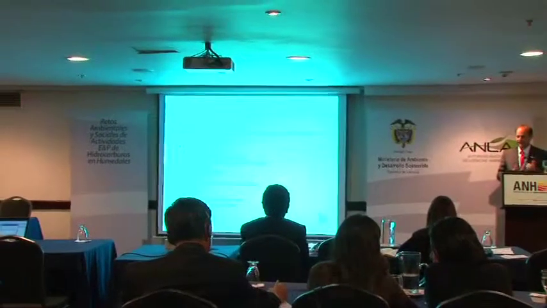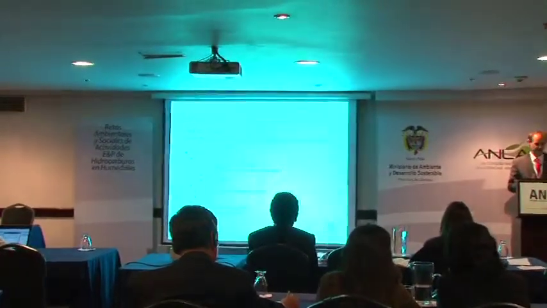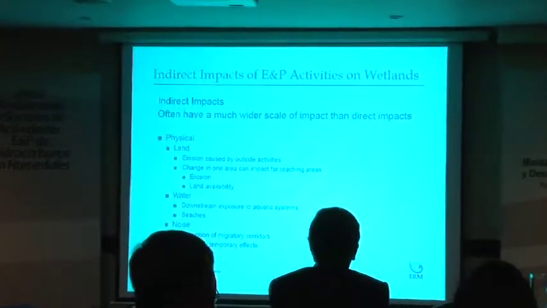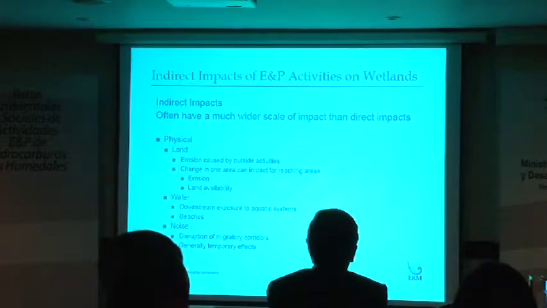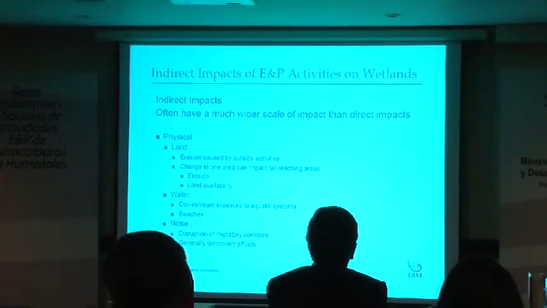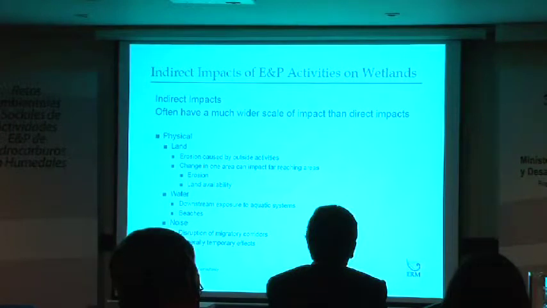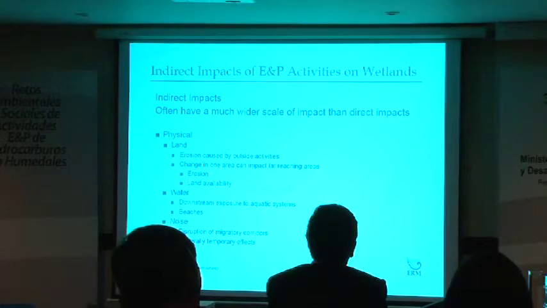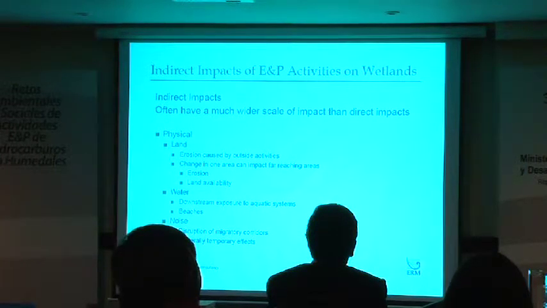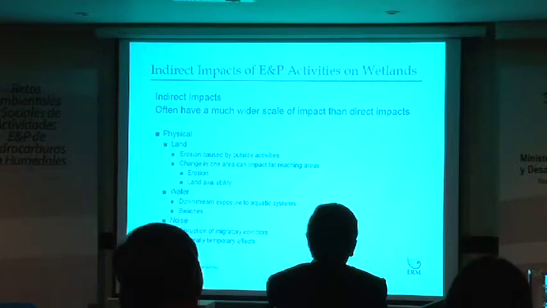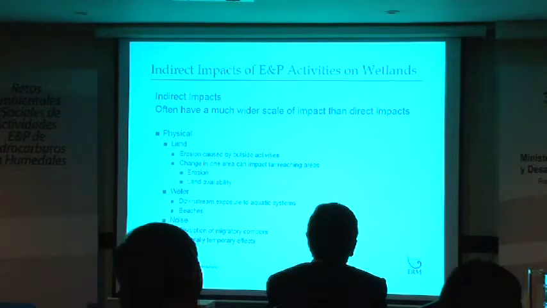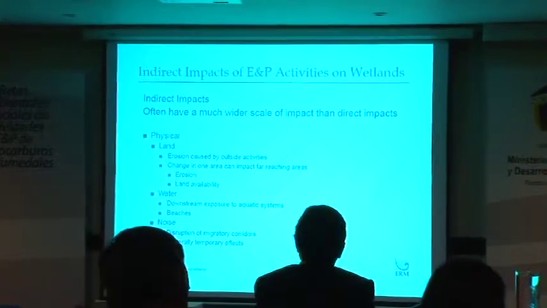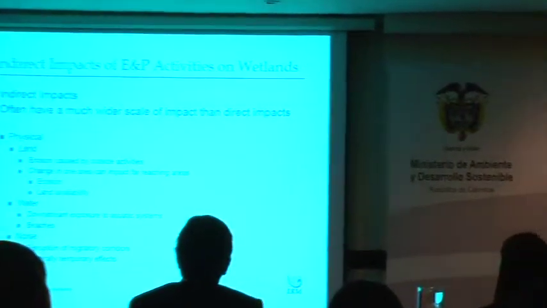Again, you can categorize them into the same general categories. The physical types of indirect impacts: erosion caused by outside activities. If I'm building a road upstream, I may affect the downstream erosional capability and processes that take place within a wetland. So I need to know what's going on in other areas and what other projects are going on. Changes in one area can have a far-reaching effect on a different area. Erosion, again, is a big problem.